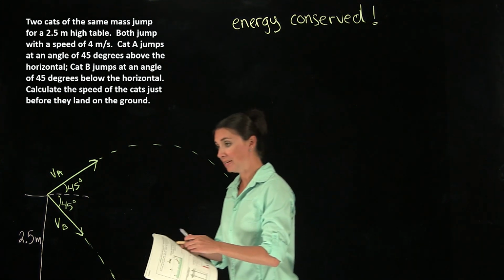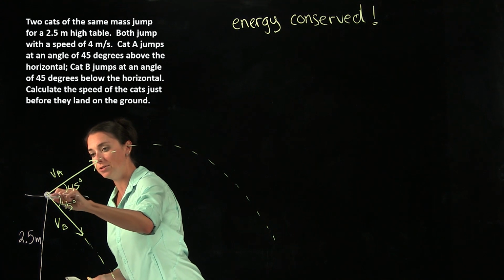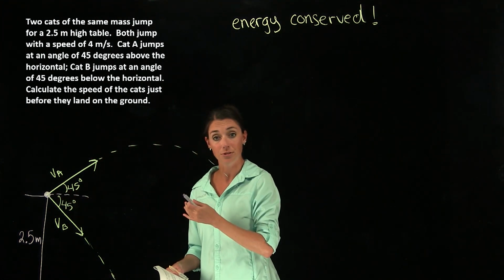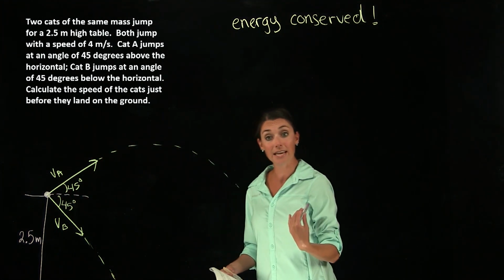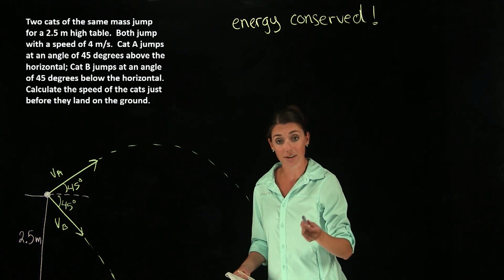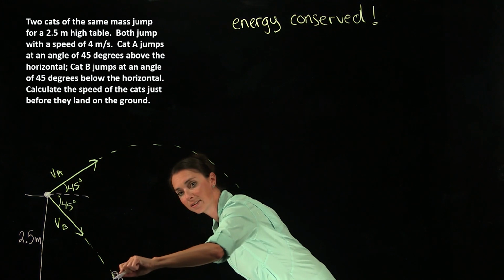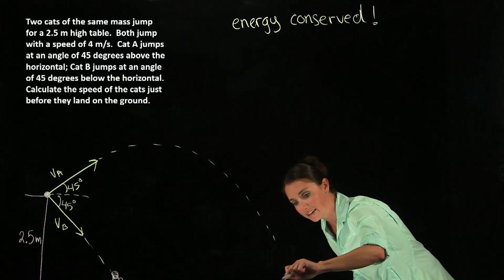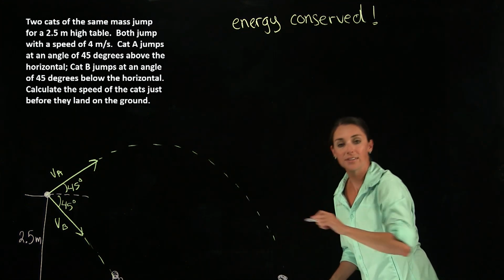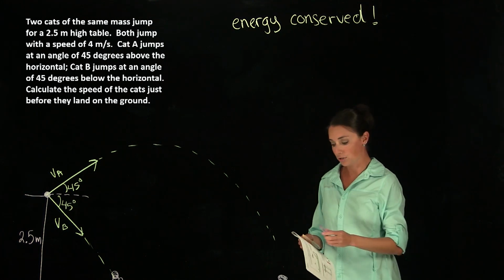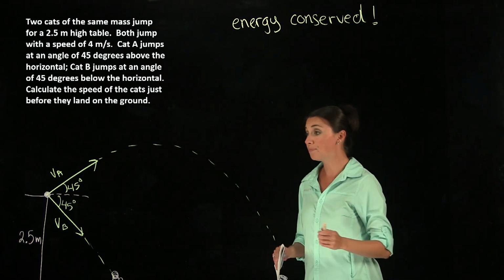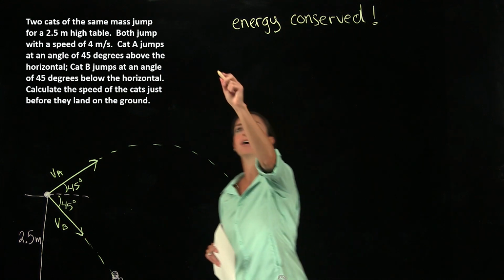So we've got a beginning point here where the two cats jump. We've got that initial spot. And then we've got a later point. It says to find the speed just as they're getting ready to hit the ground. So this ground spot here, and then on the other side, right when they're hitting the ground, we want to try to compare those two places. So we'll do cat A first. We'll go in alphabetical order here.